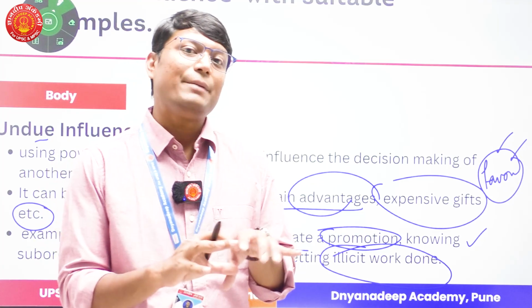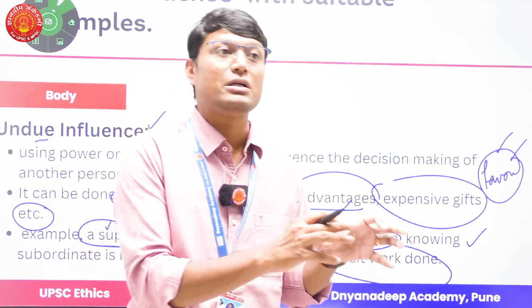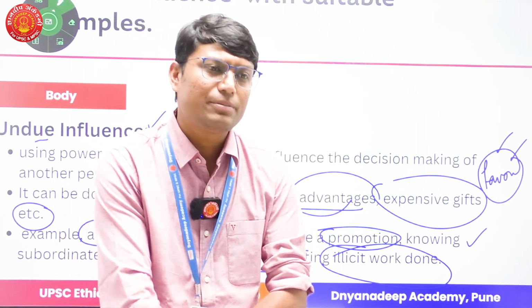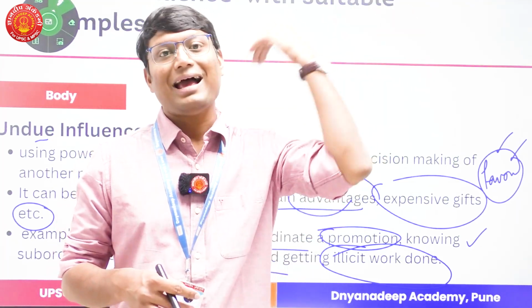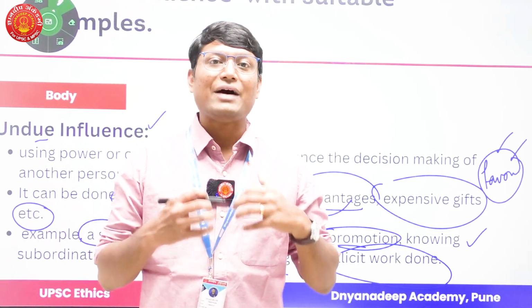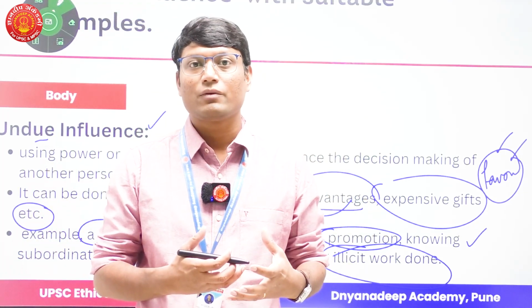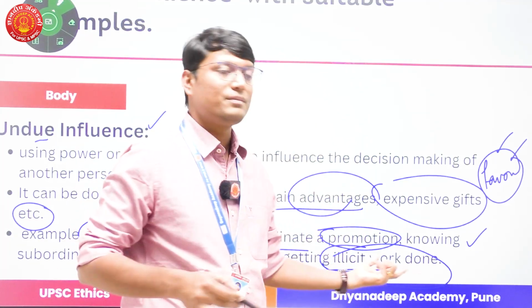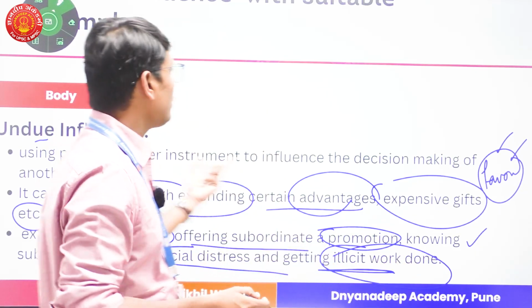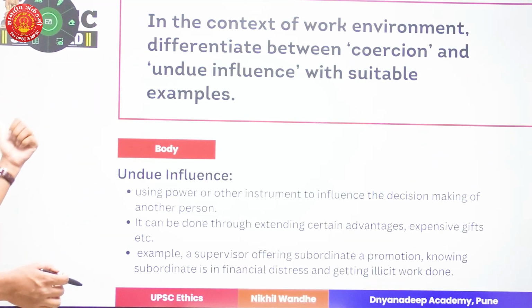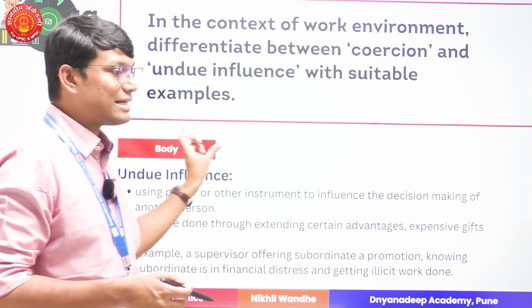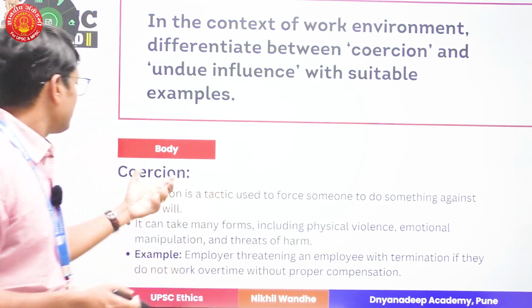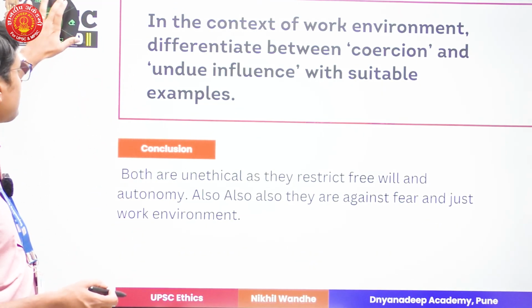Because now, once I promoted you, even when you did not deserve it or your promotion was not due, you will be under constant pressure that since one of your seniors has promoted you, you also have some obligation towards that person. Fine. And while fulfilling that obligation, you might end up doing some illicit work. Okay. So that is the fundamental difference between coercion and undue influence as a concept. So all these things need to be mentioned. That is about these two ideas.